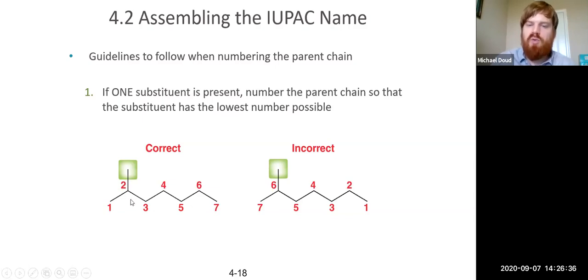So here we have 2 heptane. We have a heptane, right, that has a methyl group on it. So we can number the heptane left to right or right to left. Well, left to right gives us 2-methylheptane. Right to left gives us 6-methylheptane. Our goal is to keep that number as small as possible. So sure enough, numbering it left to right is the correct way to do that.